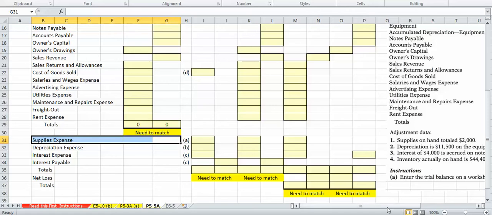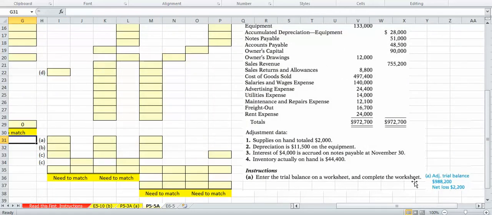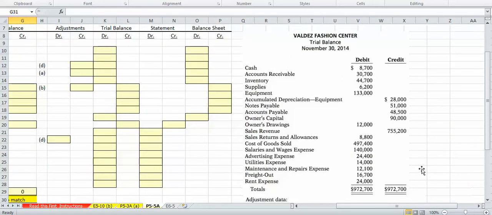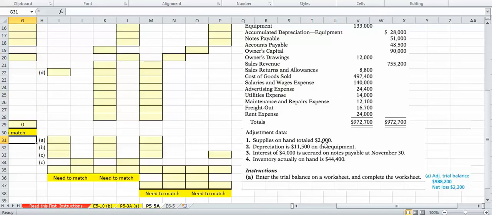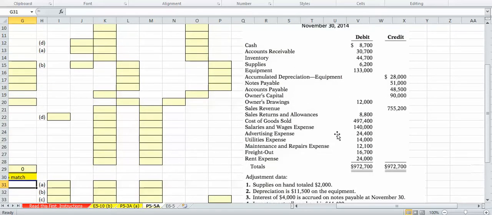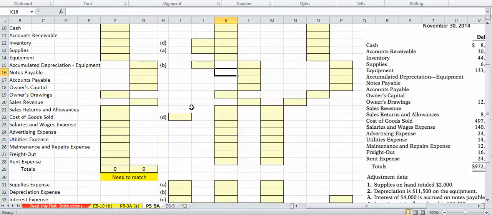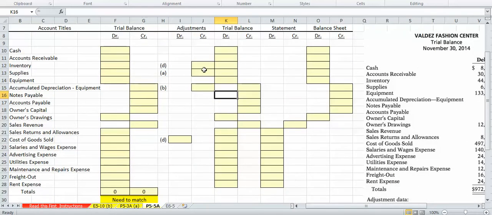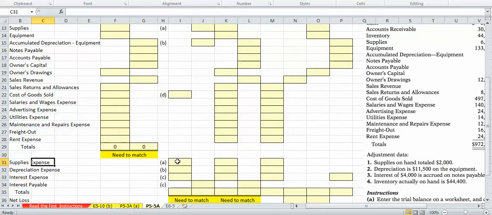So for this example, here we go. Supplies on hand equals $2,000. So that means we used something. That's going to be our ending amount. So if we go to supplies over here, it's actually 6,200. That's what we started with. But now we have on hand 2,000. So the difference is going to be 4,200. That's going to be part of your adjusting entry. So that's going to be A and A. So you can have supplies expense 4,200. See, this is the debit column.